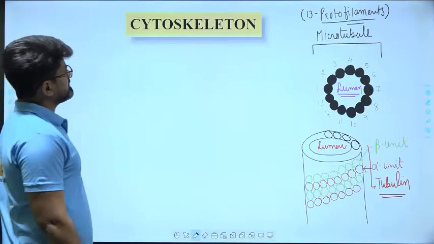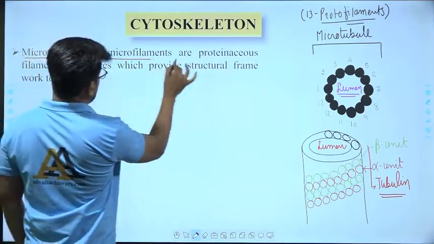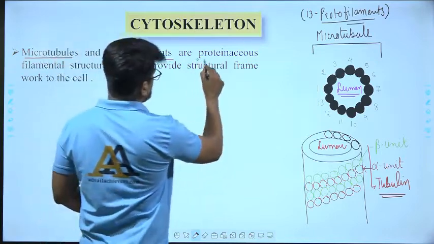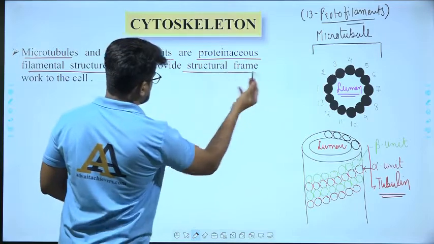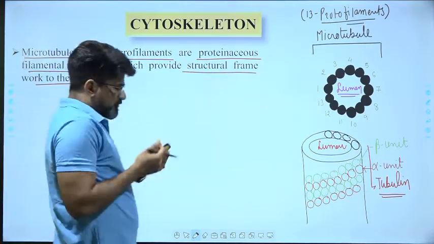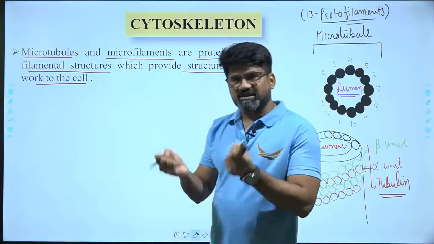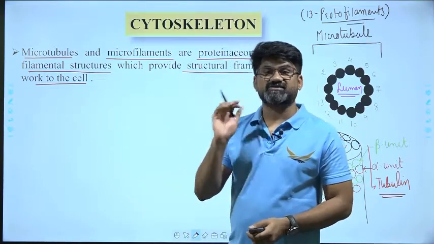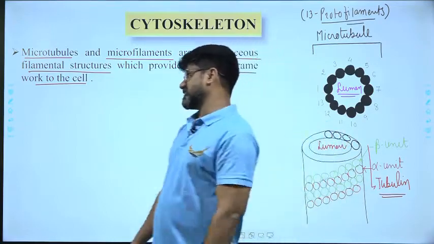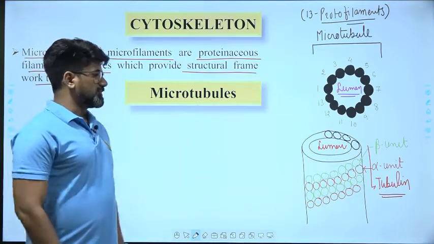First of all, cytoskeleton. So cytoskeleton is basically made up of microtubule and microfilament. Both are proteinaceous filamentous structures which provide structural framework to the cell. So what is the function of cytoskeleton? It provides the framework or texture to the cell to support all the organelles which are present inside the cytosol. Okay, now first of all, we are talking about the microtubule.